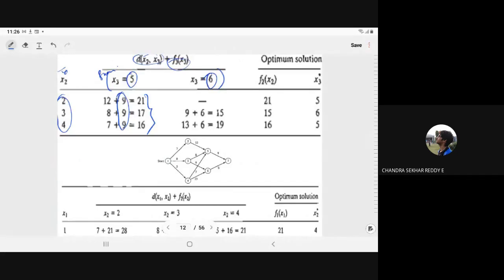Similarly, for city 6 or node 6, first of all, from node 2 it is not connected, which means that is not a feasible route.